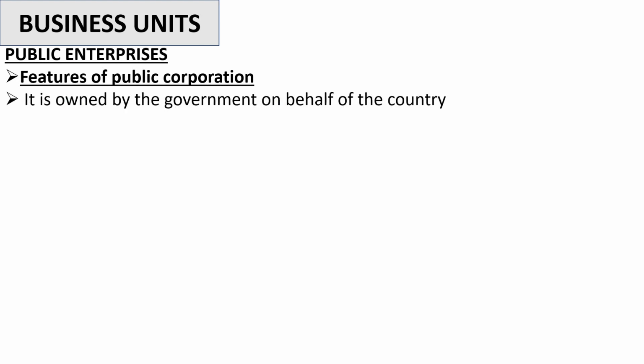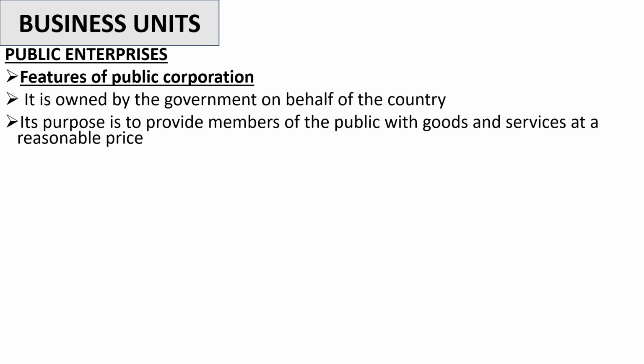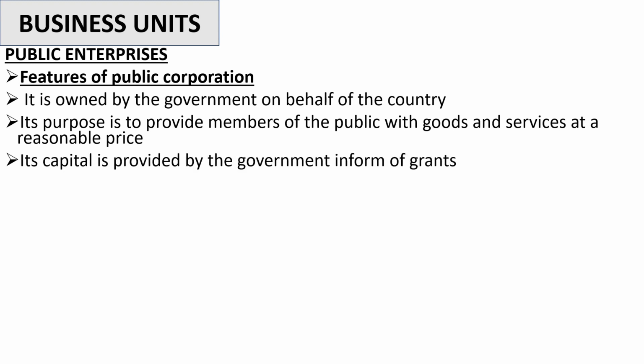All right, so what are the features of public enterprises? The first is they are owned by government on behalf of the country. Second is the purpose is to provide members of the public with goods and services at a reasonable price. By reasonable price, it means a price that the citizens of the country can afford. Its capital is provided by the government in form of what are called grants. There is no sale of shares. There is no situation where people put money like in sole trade or partnership. So the capital is provided by the government in form of grants.